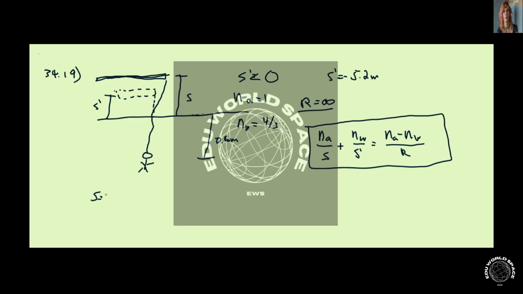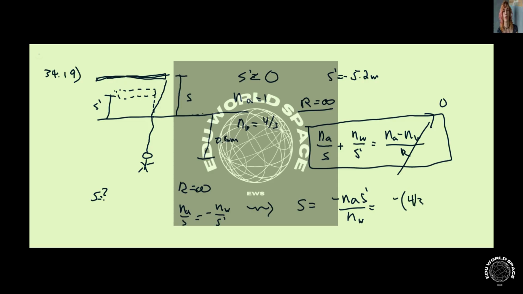We want to figure out what this object distance is, the actual height of the diving board above the water. So first, let's plug in R equals infinity, and we should see that the right side goes to 0, which is good. It simplifies this for us. So now we have n_a over S equals negative n_w over S prime. We can then solve this, and we see that S equals negative n_a S prime over n_w.